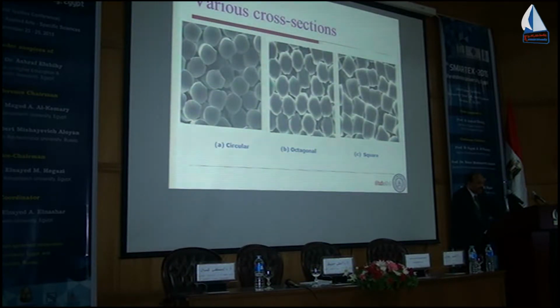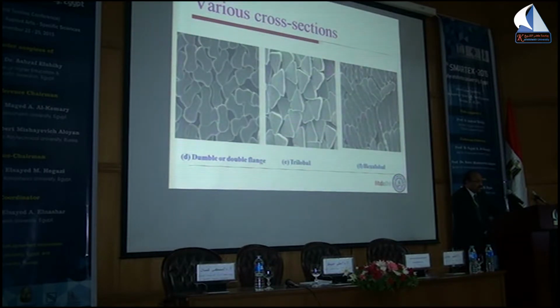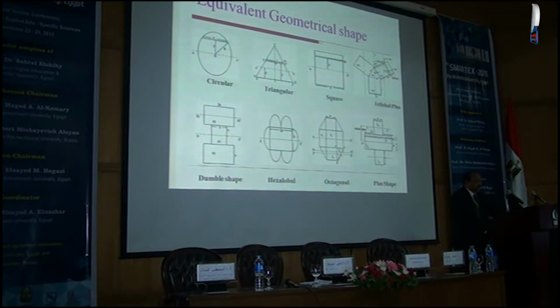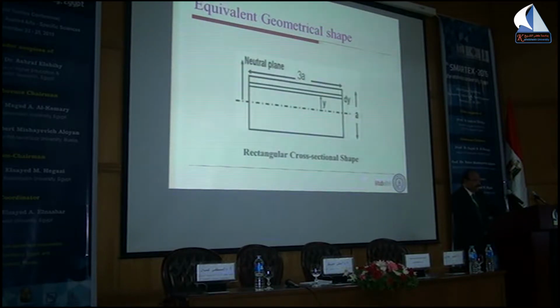For example, when you produce fibers of different cross sections, let's say circular, octagonal, square, dumbbell shape, trilobal, hexalobal, tibial, rectangular, and plus shape. So these are the different shapes. You can see the neutral axis in each cross section. Then after determining the neutral axis, the bending rigidity is determined mathematically.